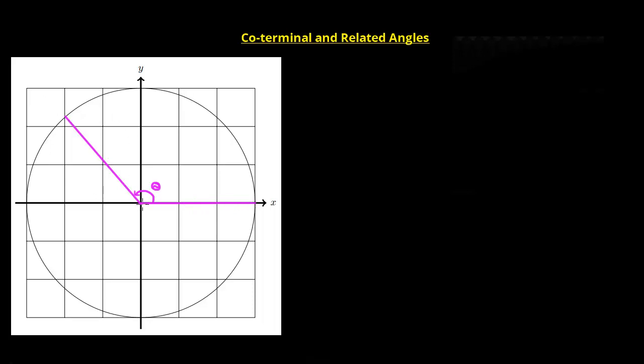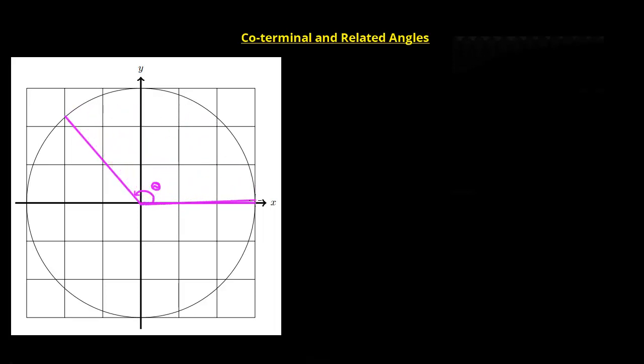Now, if we draw another angle from the initial arm, as we would in standard position, and let's say that it's 360 degrees past this initial angle, then it would have the same terminal arm, and this angle would be said to be coterminal to theta.